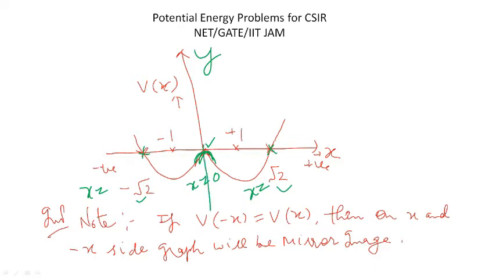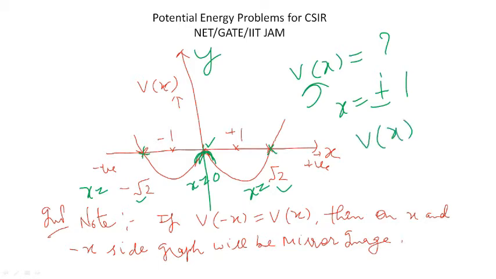For the minimum, whatever was your Vx, you put x equal to plus minus 1 in this function, and whatever the value of your Vx, you mark those points on the Vx versus x graph.